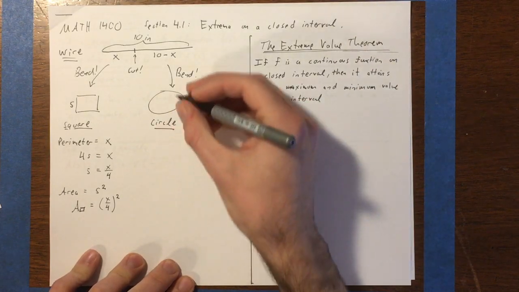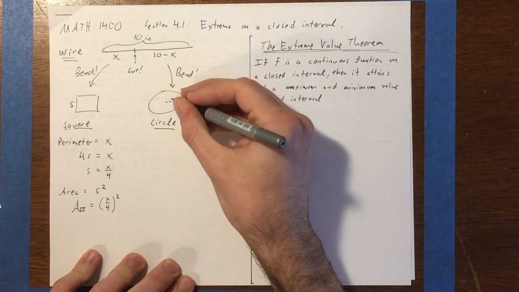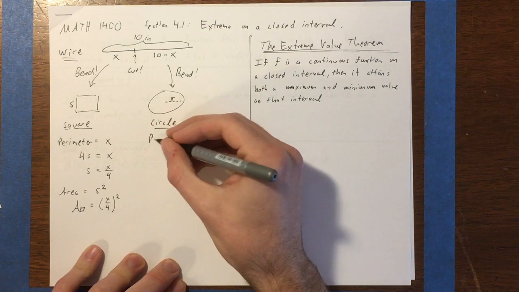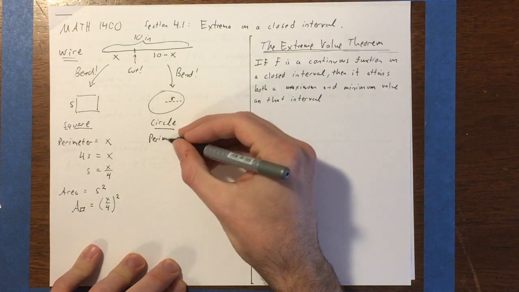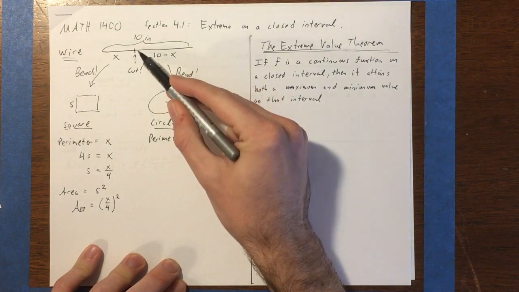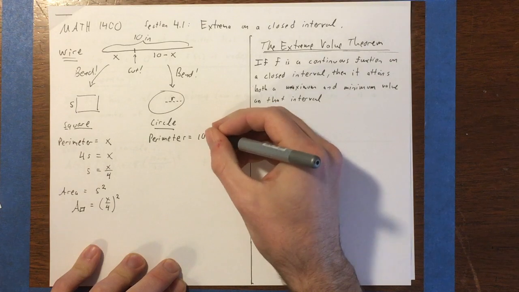The way you calculate a circle's area is with the radius, right? So we're going to need to know the radius of that circle. First of all, we know that the perimeter, since this circle was made by bending this piece of wire of length 10 minus x, is 10 minus x.